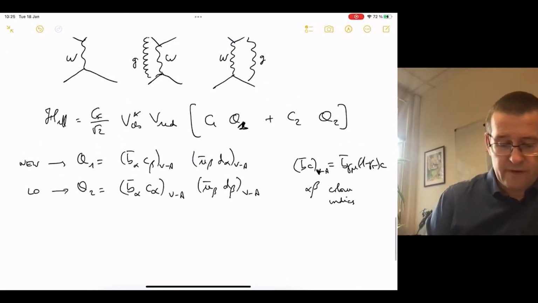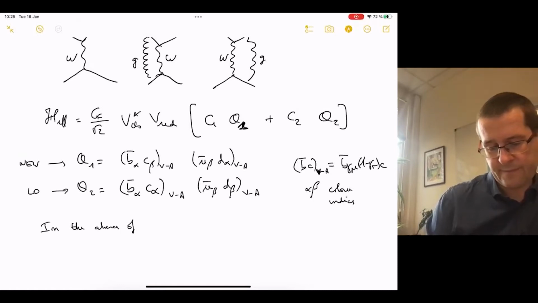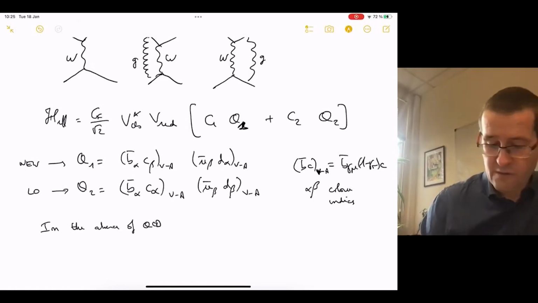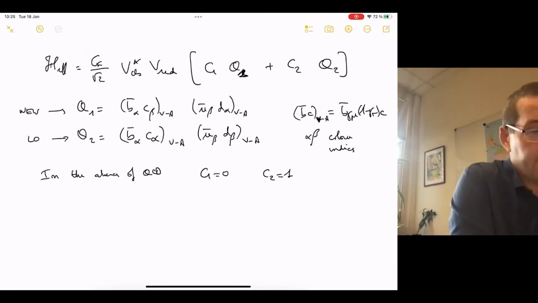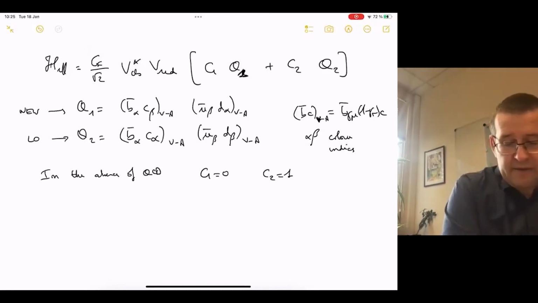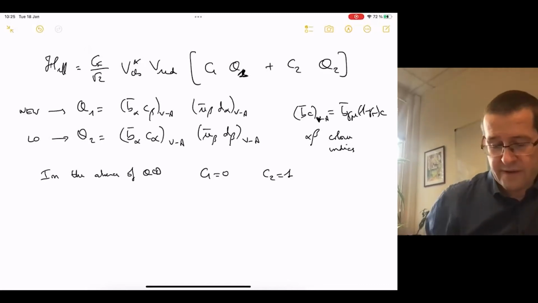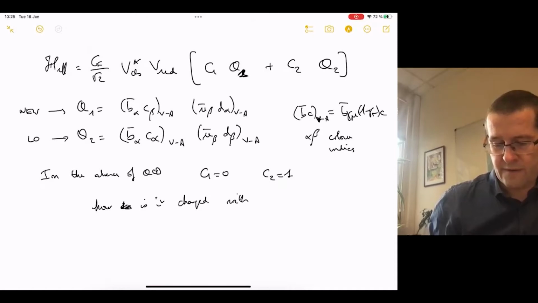Okay, so in the absence of QCD, you would have just what we discussed before, the fact that only one operator is present. And then the question is, how does it change with QCD corrections?